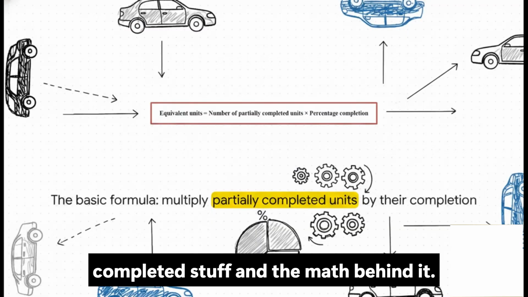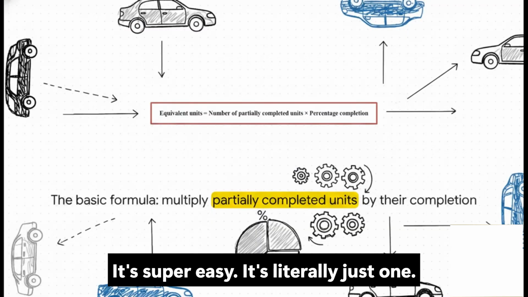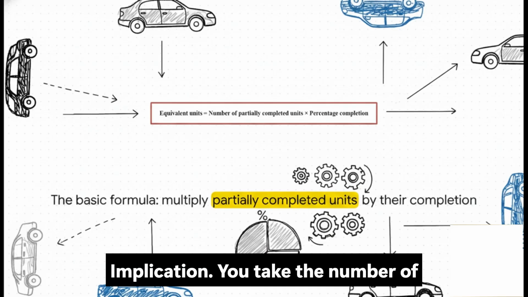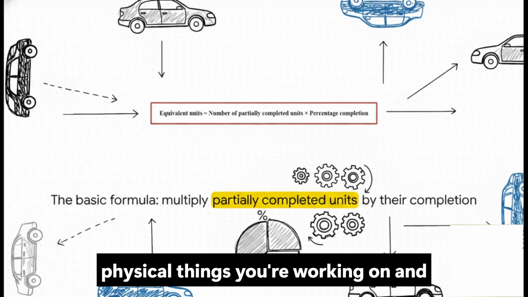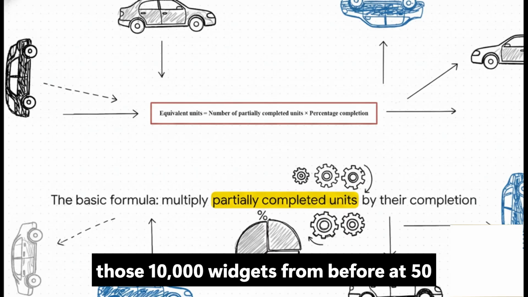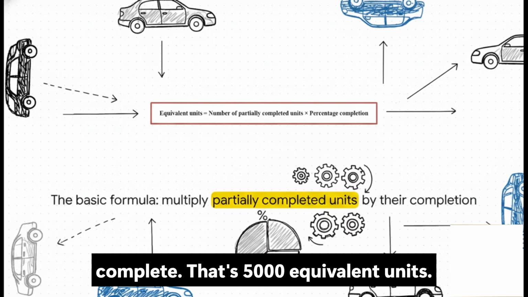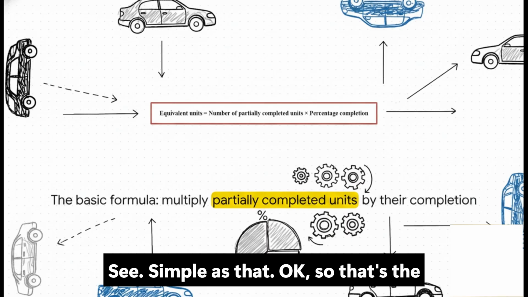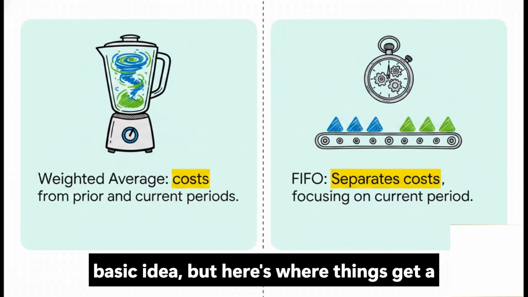And the math behind it? It's super easy. It's literally just one multiplication. You take the number of physical things you're working on and multiply it by how far along they are. So those 10,000 widgets from before, at 50% complete, that's 5,000 equivalent units. See? Simple as that.